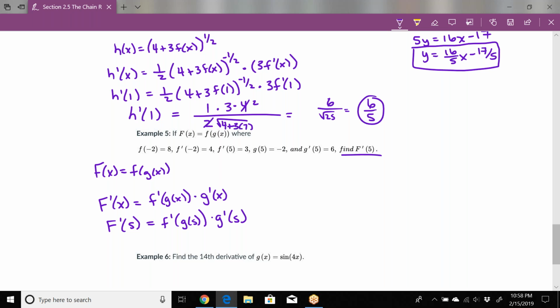We may not use all of these, but I can replace g prime of 5 with a 6. And f prime is still going to be there, but I can replace g of 5 with a negative 2. And then we know f prime of negative 2 is 4. So this becomes 4 times 6, which is 24. And that's the end of this video.